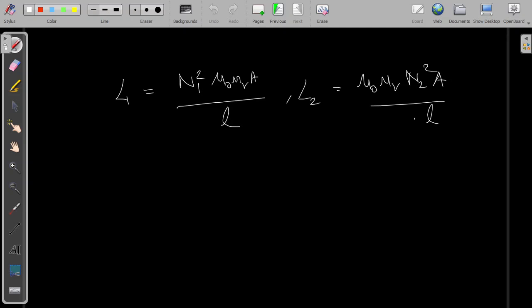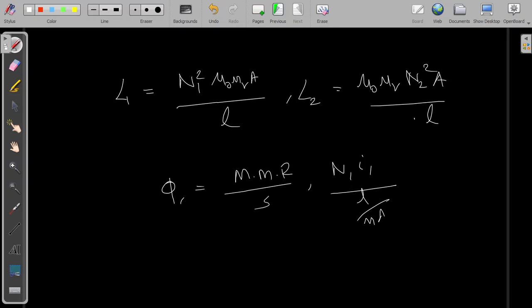Then the magnetic flux produced in coil 1 due to current I1 is given by phi 1, which equals MMF by reluctance. That equals N1 I1 divided by L by mu A, which equals N1 I1 mu A by L, where mu is the permeability of the medium, given as mu 0 mu r.